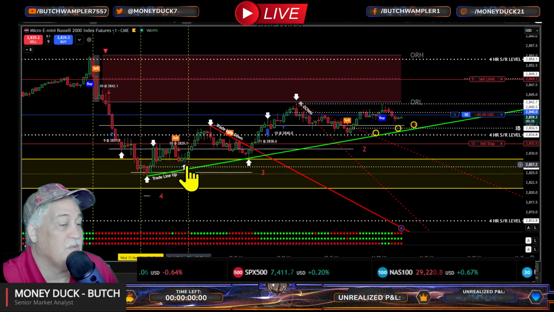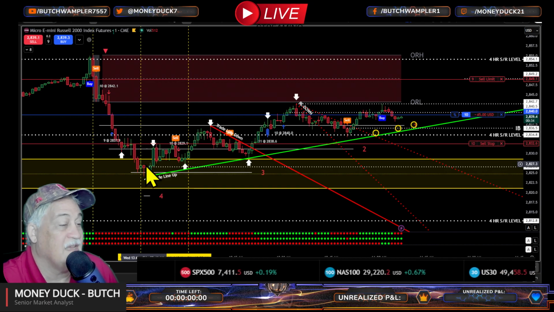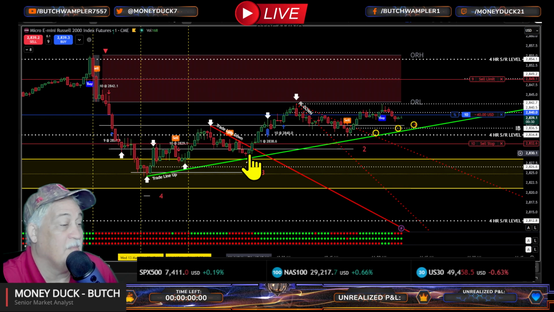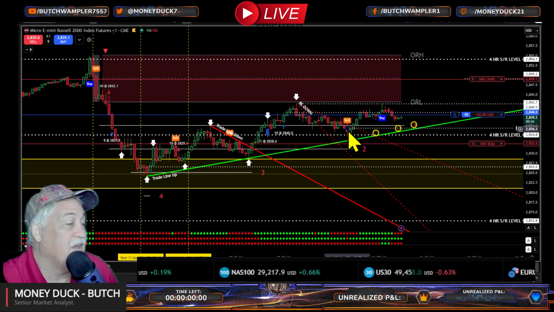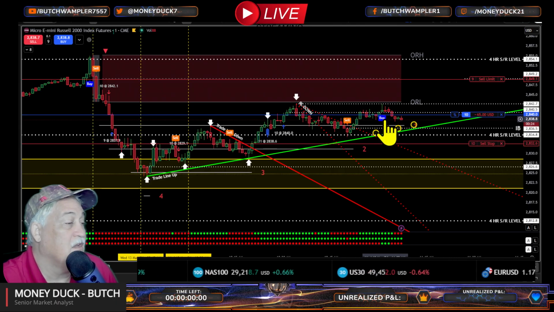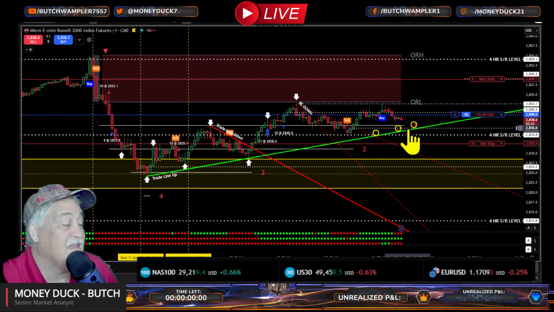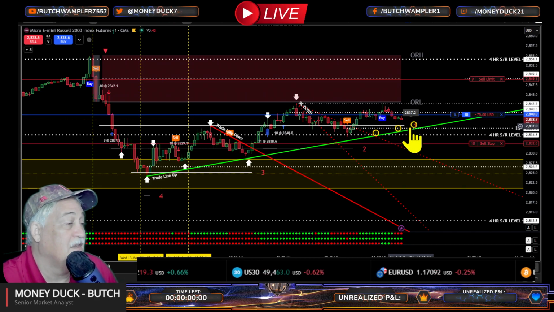Well, sure, that's what it did over in here. This swing down pulled to that inside bottom and turned. This swing down here pulled to this inside bottom and turned, right? So we have an inside bottom here. Could I see it pulling down to that inside bottom and turning? Yes, I could.